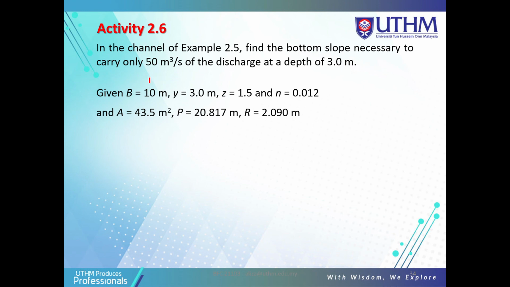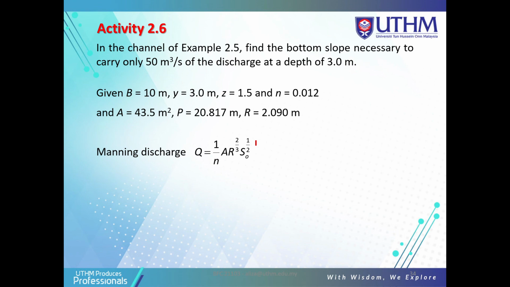In this activity, the Q is given, 50 meter cube per second, of the discharge at the depth of 3 meter. The given B is 10 meter. Because of example 2.5, Y is 3 meter, Z is 1.5, and N is 0.0012. But we carry on with 50 meter cube per second, the Q. So you must use the Manning here. Q is equal to A times V.